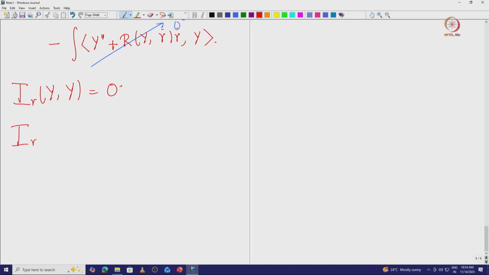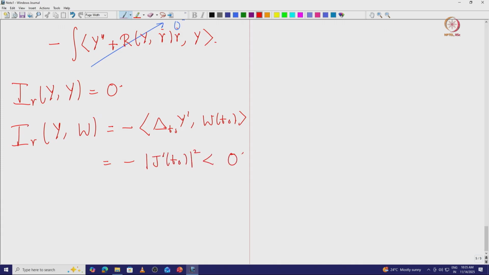Similarly, if you compute the index of y comma w, again, because y is a broken Jacobi field and it vanishes at the boundary and w also vanishes at the boundary, this is basically going to again involve just this jump term. Okay, but now this is minus J prime of t naught squared, which is strictly negative.